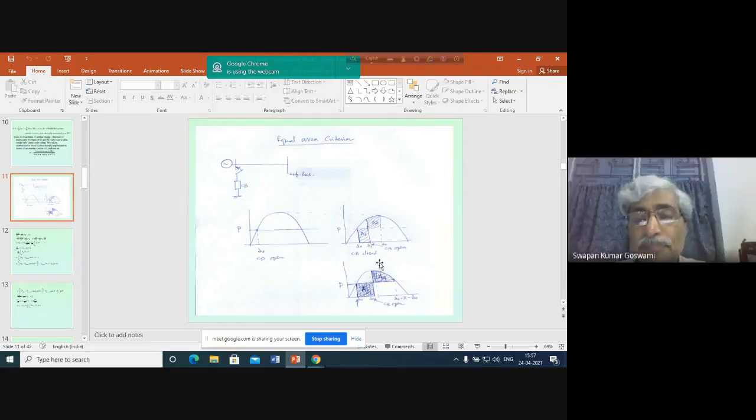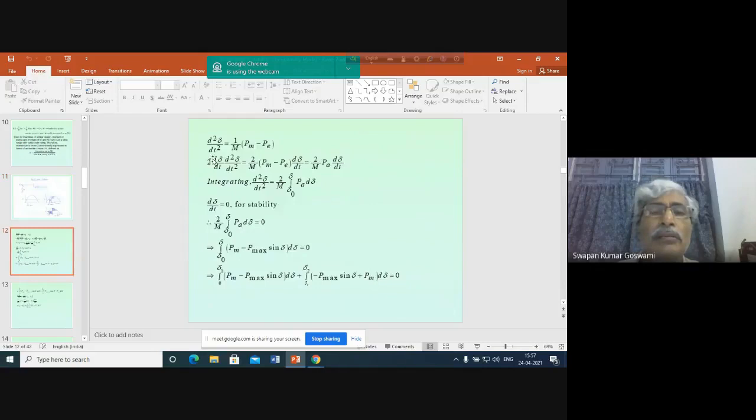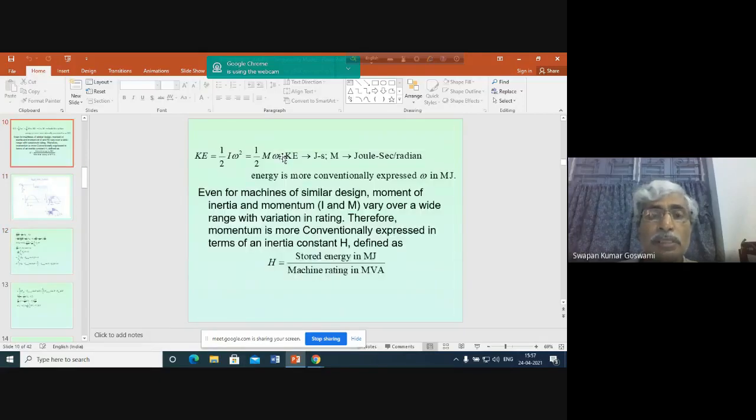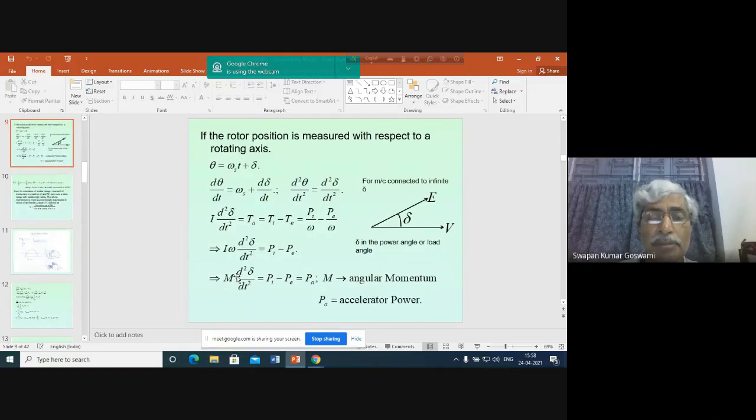Now let us write the mathematical condition to represent this situation. Let us start from here. You see that this is the power angle. This is the swing equation. Swing equation means this equation. We have written M d2 delta dt2 equal to Pi minus Pe. M is the angular momentum. Delta is the power angle, the angle between E, the internal or generated voltage, and V, the terminal voltage.